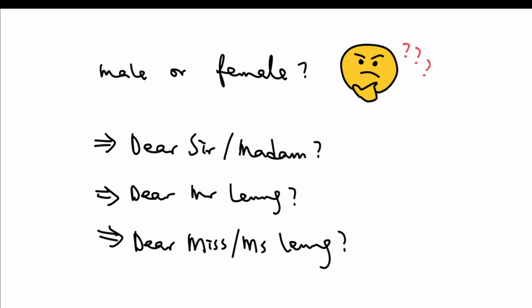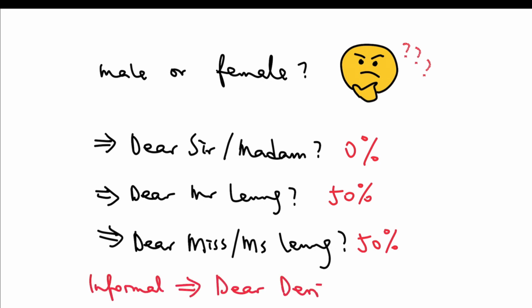You know Denise Leung is writing to you. Denise knows you know she was writing to you. You mustn't ignore her like nobody. You must respond directly to Denise Leung. So if you write dear Mr. Leung or Miss Leung, you still have 50% chance, but dear sir or madam is 100% fail. Of course, if this is informal writing, just say dear Denise.